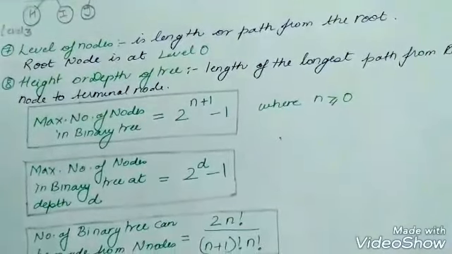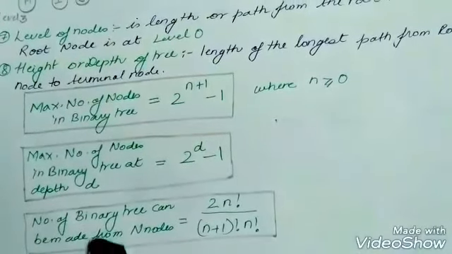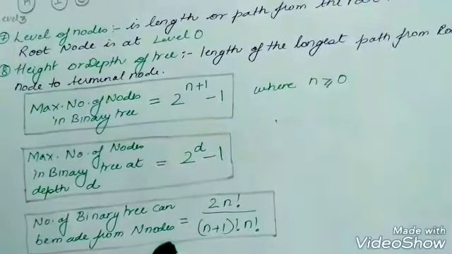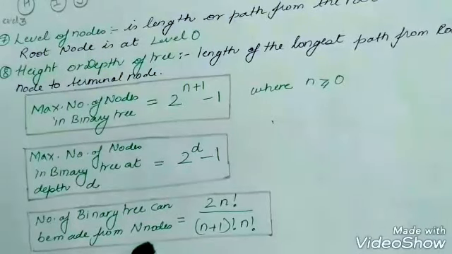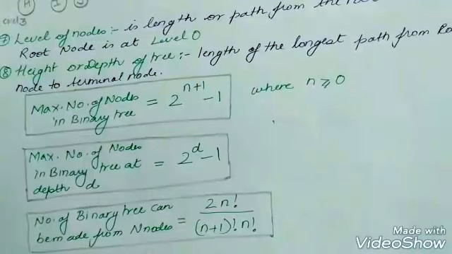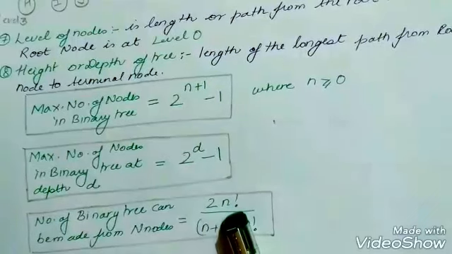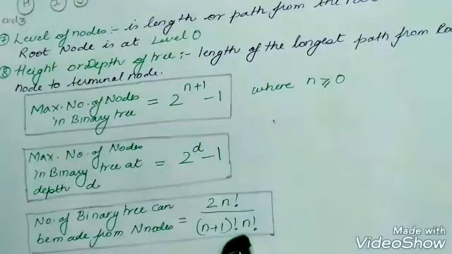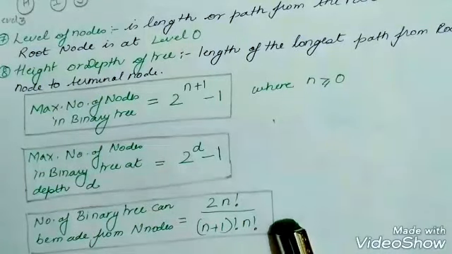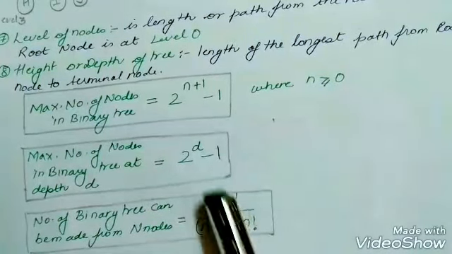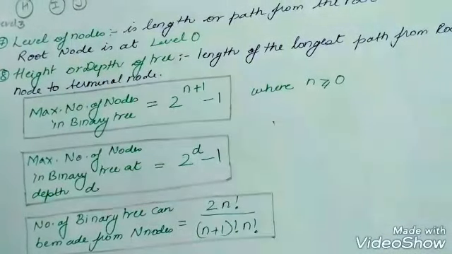In a similar way, we have another formula which gives the number of binary trees that can be made from n nodes. If you have been given the number of nodes present, and you need to find how many binary trees you can make, we have this formula: 2n factorial divided by (n plus 1) factorial times n factorial. Fine. So these are the 3 important formulas, and questions have been asked from these many times in earlier exams. So please note them down and try to solve a few questions on them as well.